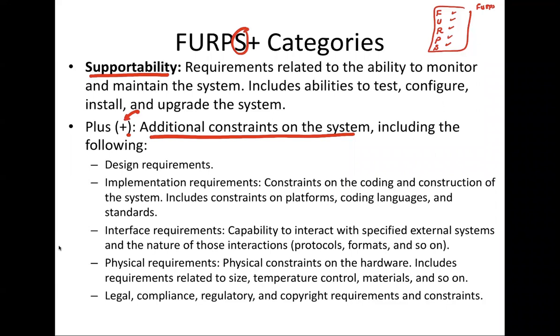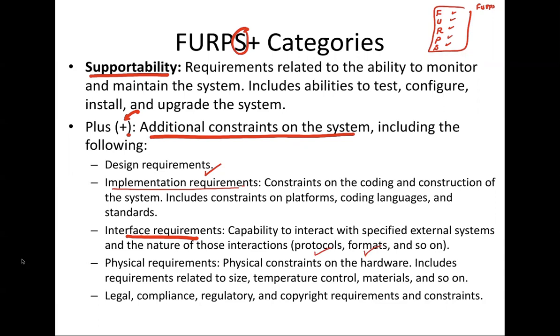When I say any additional constraints, it could be design requirements or even implementation requirements, in which we are looking at constraints on the coding and the construction of the system. We might even look for constraints on platforms, coding language, and standards. Additional constraints that we might add to the 5 typical requirements categories include interface requirements, which include the capability to interact with the specified external systems and the nature of those interactions, including protocols, formats, and so on.